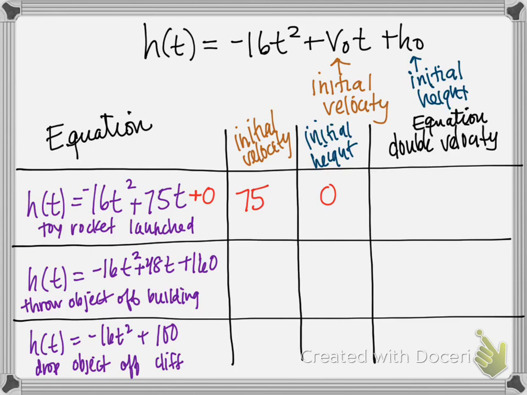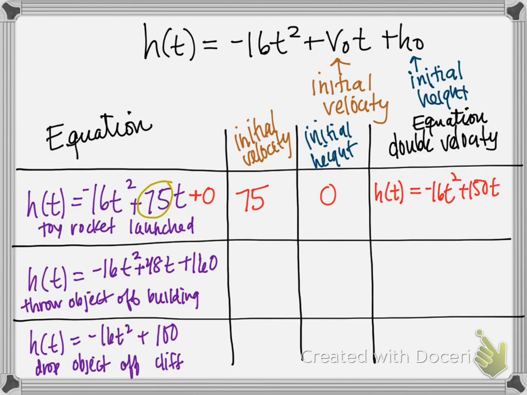And lastly, we're going to write the equation if we double the initial velocity. So essentially all you're doing is taking this number and doubling it. So if you multiply that by 2, you get 150. So my final equation here would be negative 16t squared plus 150t.